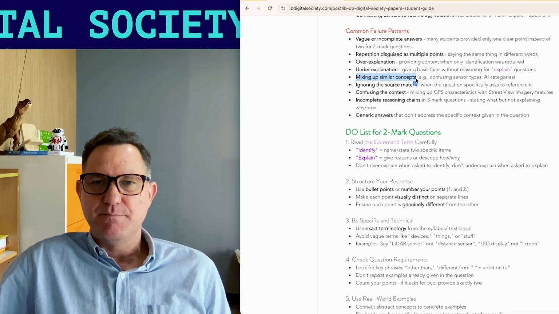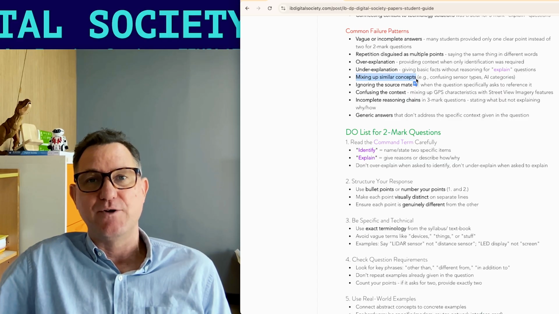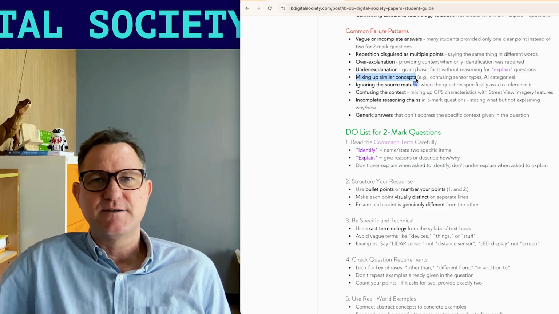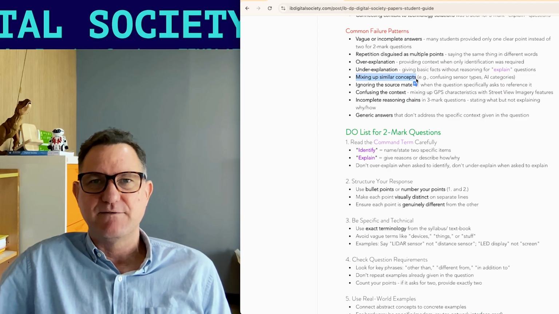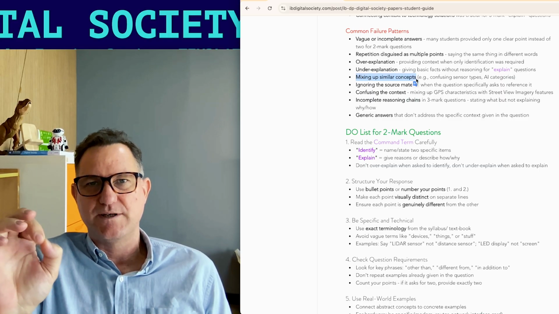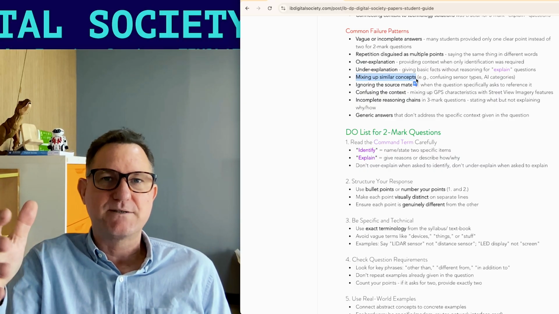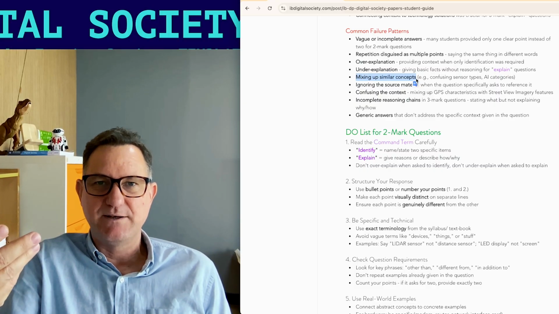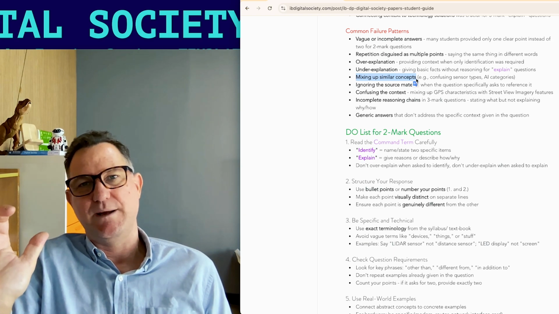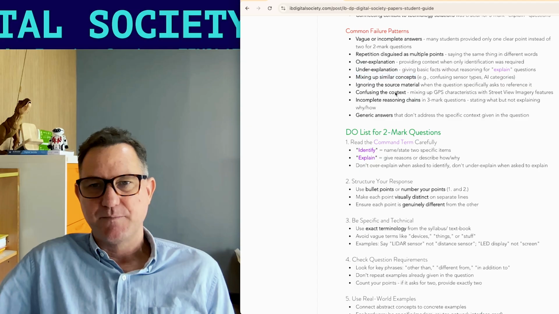The next one is mixing up similar contexts. I've used the example of GPS and GIS. Sometimes people don't know the difference there. They think they know, but they don't really know. So they start explaining satellite systems and mapping and locations. You haven't really specified exactly what a GPS does or a GIS does. What does it actually do? You haven't really explained it properly. You've kind of mixed up GPS and GIS. From the examiner's perspective, you don't really know, so I can't give you any marks. So that's about mixing up similar concepts.